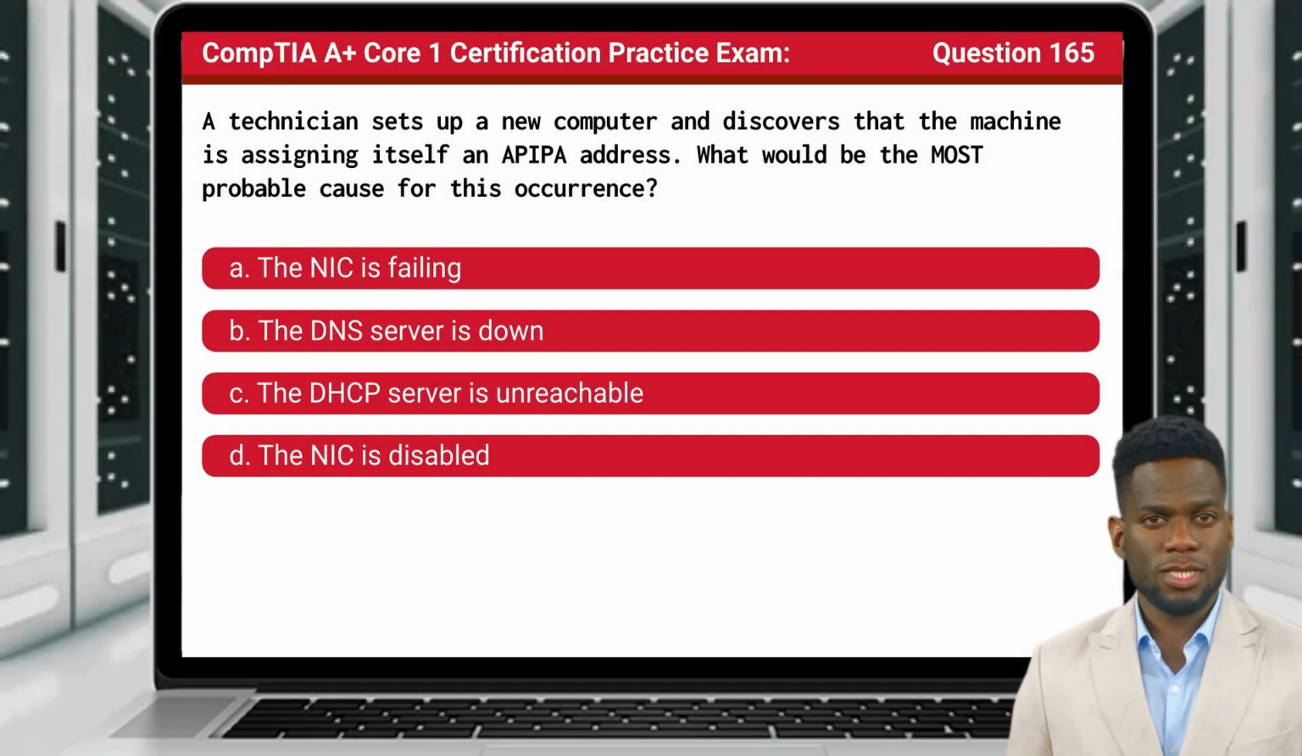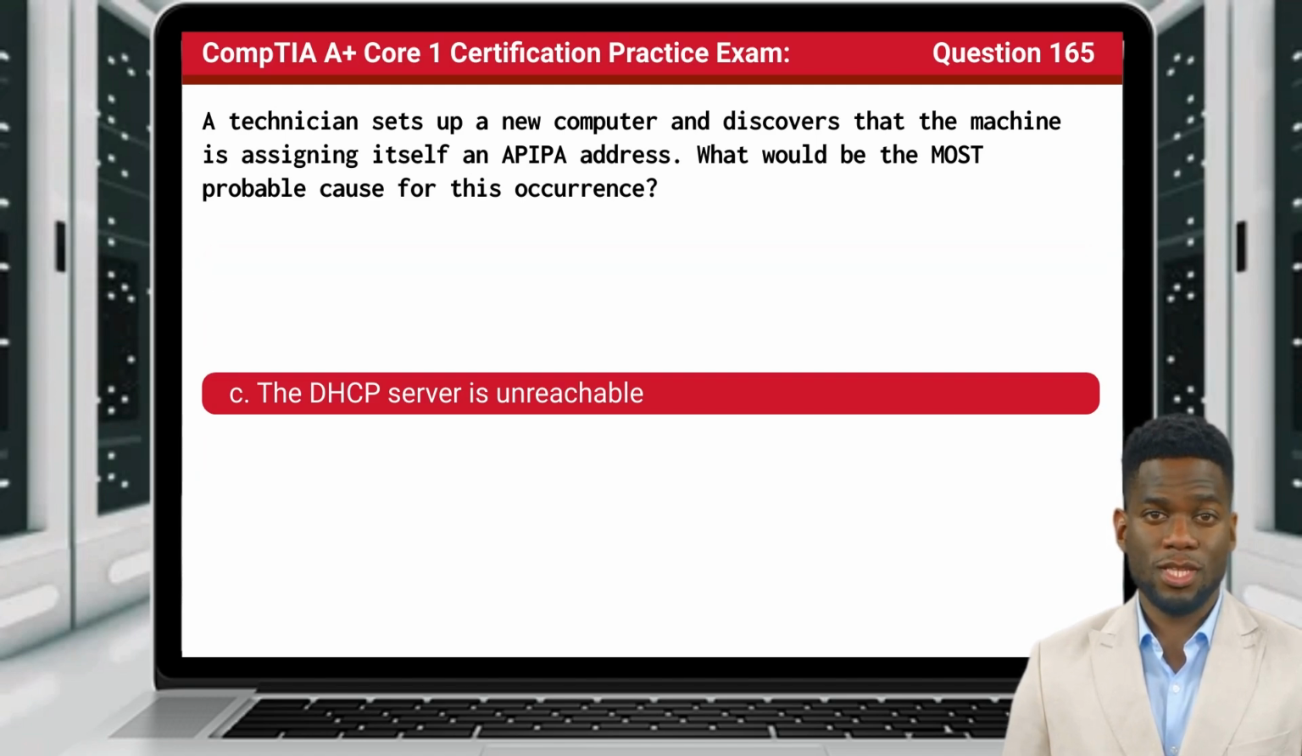Question 165. A technician sets up a new computer and discovers that the machine is assigning itself an APIPA address. What would be the most probable cause for this occurrence? The answer is C. The DHCP server is unreachable.